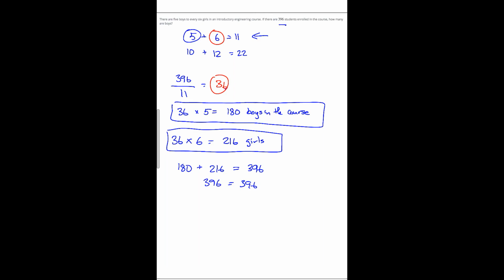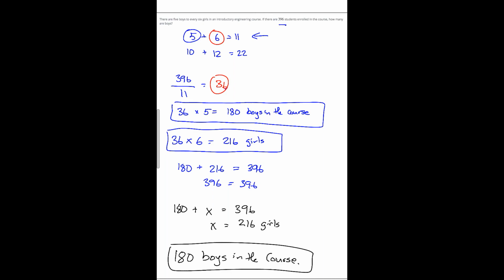You can also try it like this. Since we found the number of boys in the course, we know how many boys there are, but we have no idea how many girls there are. And we know there is a total of 396. If we solve our equation, x would equal 216 girls. That's kind of a roundabout way to do it. However, the bottom line, the final answer for this question is 180 boys in the course.